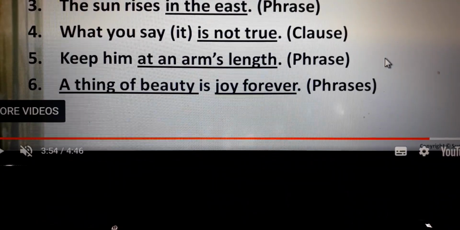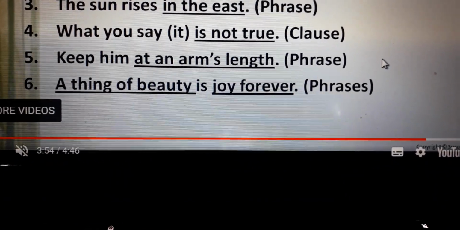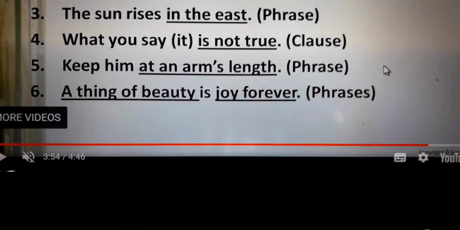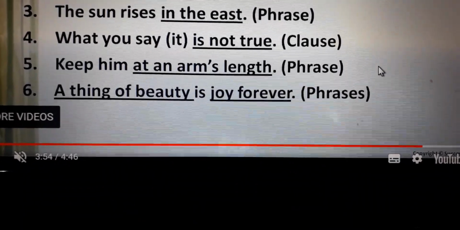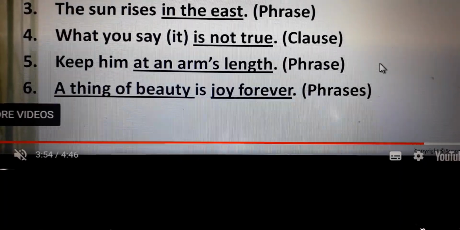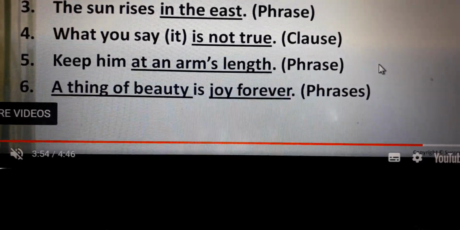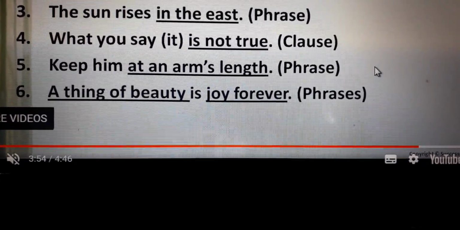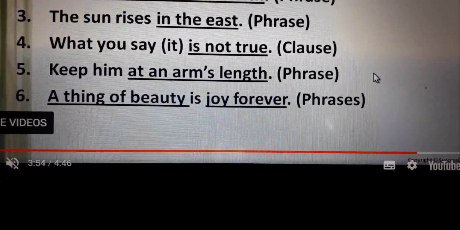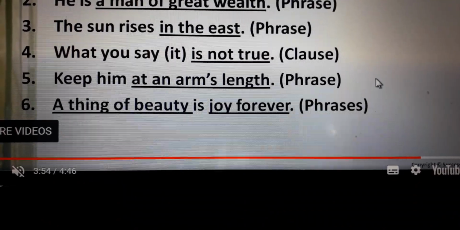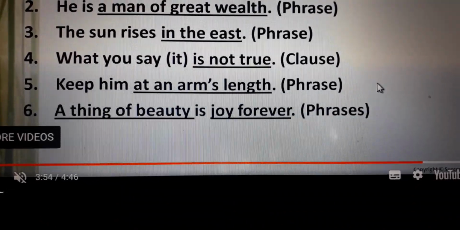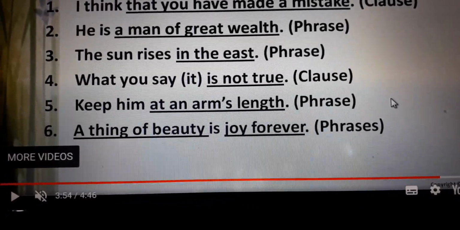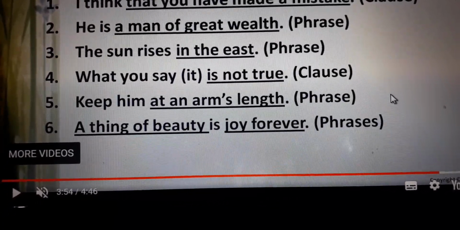So in one sentence, there is a possibility of two phrases, and also a possibility of two clauses. Okay, it is not like only one phrase and one clause will be there. It is possible to have two phrases and two clauses in a sentence. So I hope today's lecture is clear to you about phrases and clauses. Just be careful while doing the exercise and try to solve it on your own.